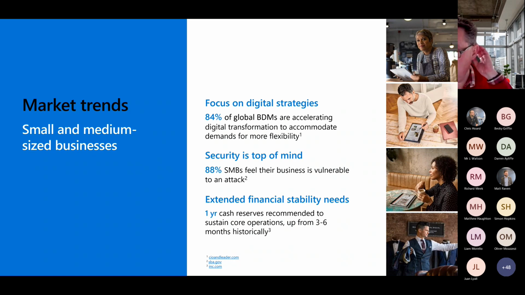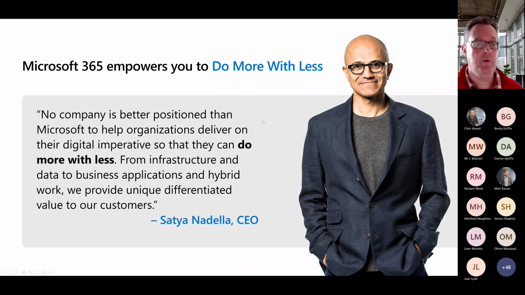And then we need to extend the financial stability needs. So there's a 1-year cash reserve recommended to sustain operations for up to 3 to 6 months historically across those. So we want to do more with less, and that's the whole idea of this session: how we can utilize the added features, the added functions that we get, and what are some of those functions that we can therefore work with across that environment.